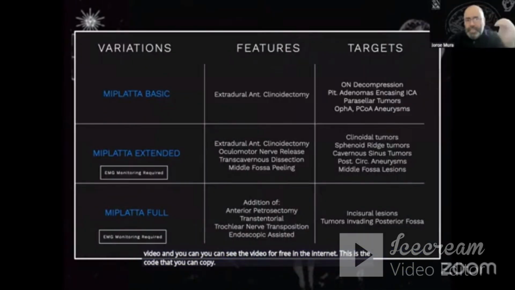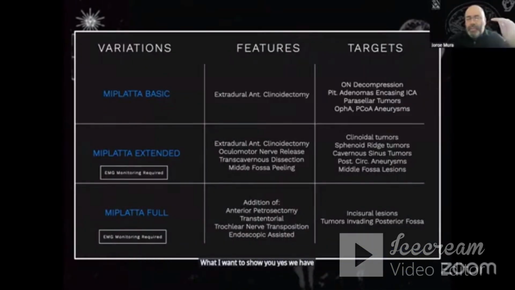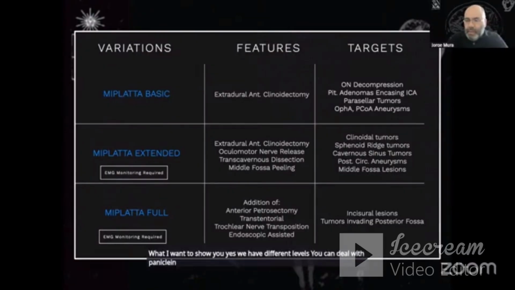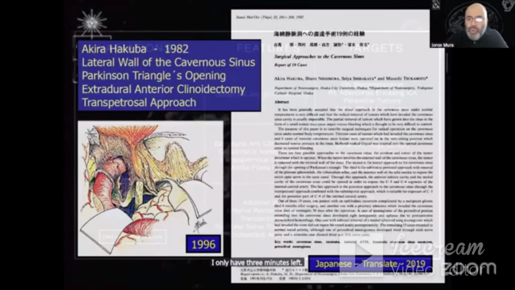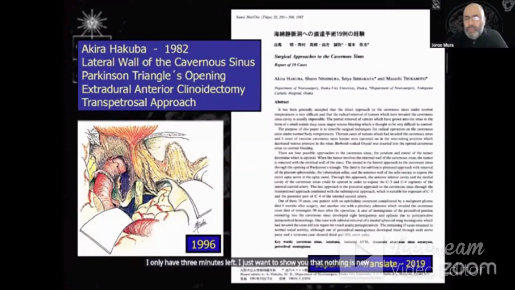But I want to show you we have different levels. You can deal with paraclinoid, you can deal with clinoidal meningiomas, or you can deal with posterior fossa lesions with this approach. I only have 3 minutes left. I just want to show you that nothing is new. This was described in 1982. Our difference now is better knowledge of the neuroanatomy, better instrumentation, better intraoperative imaging. The microscopes are much better, the ICG, and we have a lot of tools today, intraoperative monitoring, and a lot of things that improve our practice.